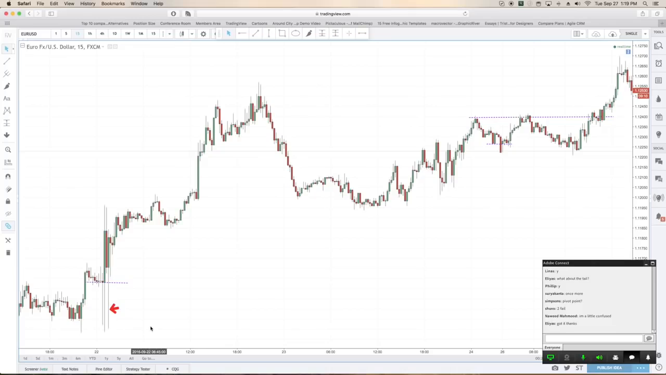Make sense? All right. So, Chris, there's a question. On minor support and resistance, putting down two lines for areas is unnecessary. Yes, for minor ones, that's correct.